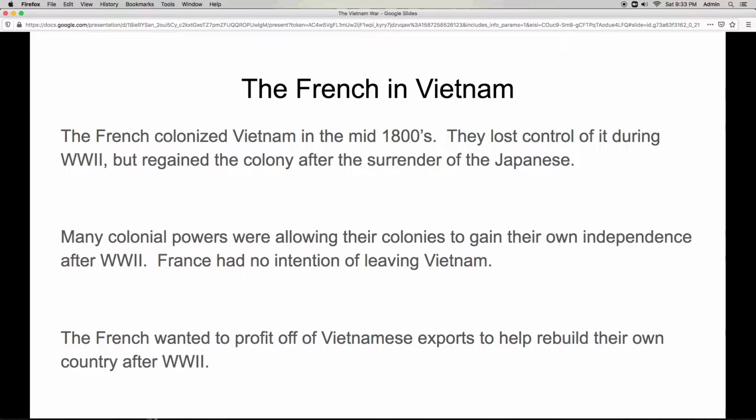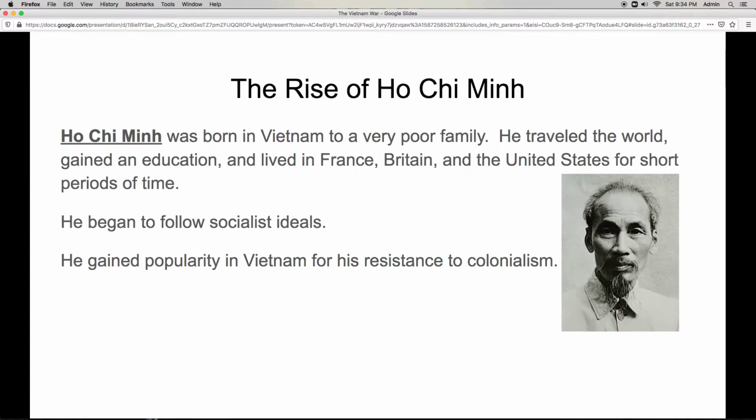But the French didn't want to do that. They felt too invested. And they were making a lot of money off of Vietnam. That money could be going to private investors, and that money could also be going to rebuilding the country of France after it just endured its second World War in 20 years. So the Vietnamese view this as, why are these other countries gaining their independence? Why are the French still here? This is going to escalate animosity towards the French.